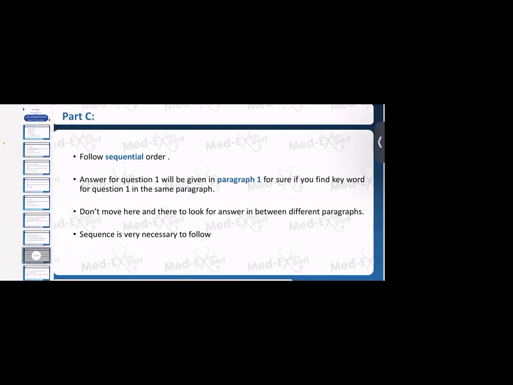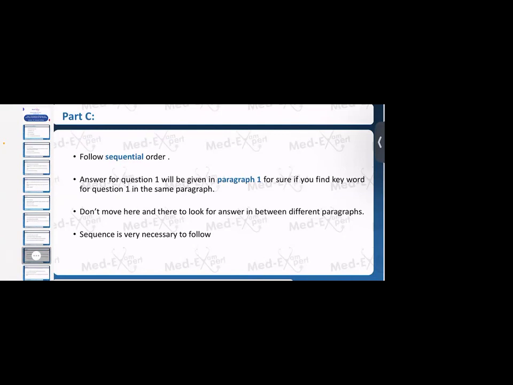Okay, so the thing is, the candidate is confused about where the answer is actually present. Like, I have read paragraph 1, there is nothing like that, whatever the author has asked, and then he or she is going for paragraph 2, paragraph 3. So mark my words, follow sequential order. Answer for question 1 will always be given in paragraph number 1, if you have found the keywords for question 1 in the same paragraph.